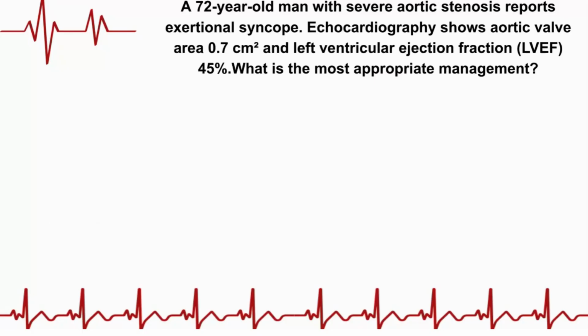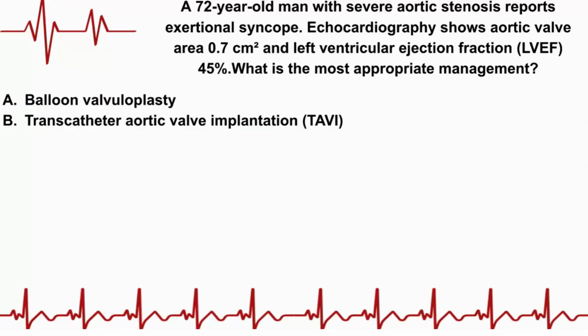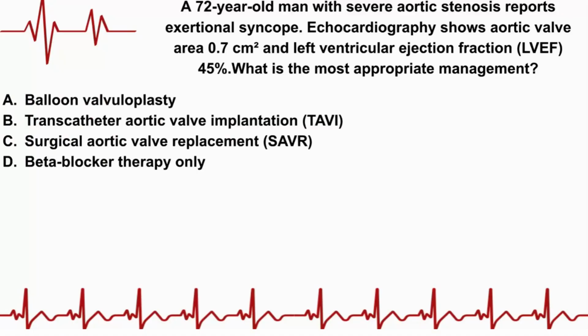Right, second question. A 72-year-old man with severe aortic stenosis reports exertional syncope. Echocardiography shows an aortic valve area of 0.7 centimeters squared and a left ventricular ejection fraction of 45%. What is the most appropriate management? A, balloon valvuloplasty. B, transcatheter aortic valve implantation. C, surgical aortic valve replacement. D, beta blocker therapy. Or E, annual echocardiography.